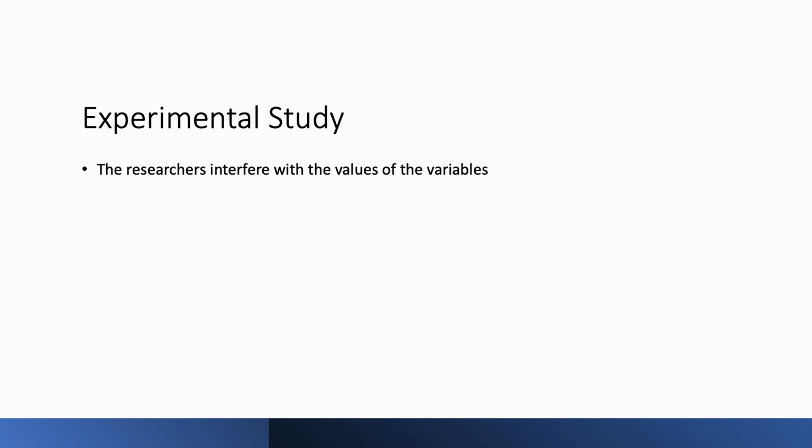On the other hand, an experimental study is one where the researcher does interfere with the values of the variables.